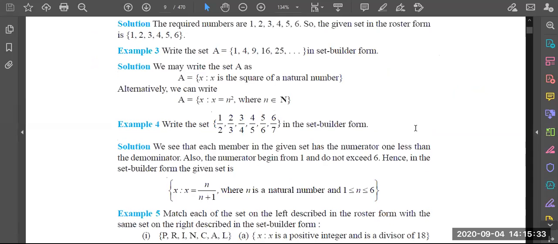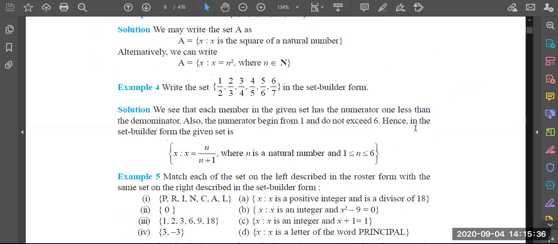Okay, next. Example 5. Everyone try example 5. You have to match the column. Write like this: one answer, two answer, three answer, four answer, that's it.